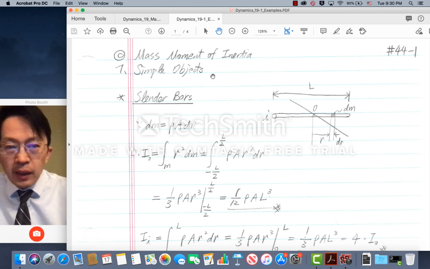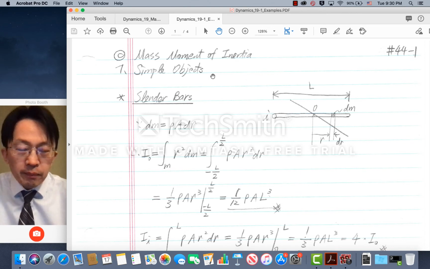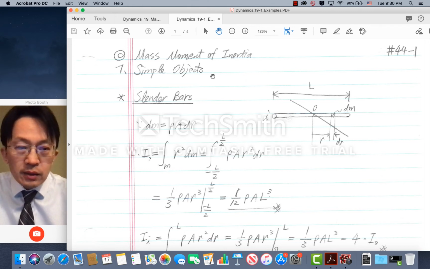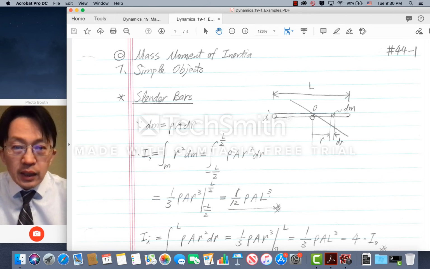To calculate the mass moment of inertia, the first thing we have to do is choose the point. Now let's choose the center, which, in this case, considers uniform mass density. The center of mass will be the center of volume, or the center of geometry, which is at the middle point of this slender bar. Let's call this point O.